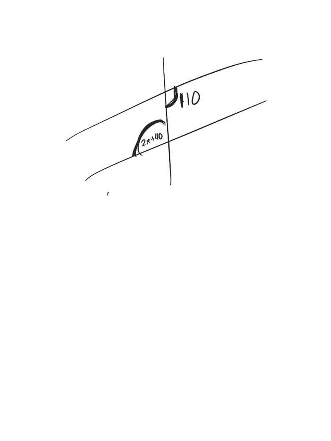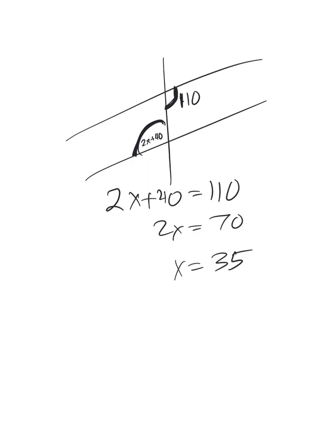All right. So these little symbols, a single arc means that all single arcs are equal. So 2x plus 40 is equal to 110. It doesn't say anything about parallel lines, but because those two angles are equal, the lines are parallel because of the alternate interior angles converse theorem. All right, so subtract 40, divide by 2, x is 35. Who got 35? Okay.